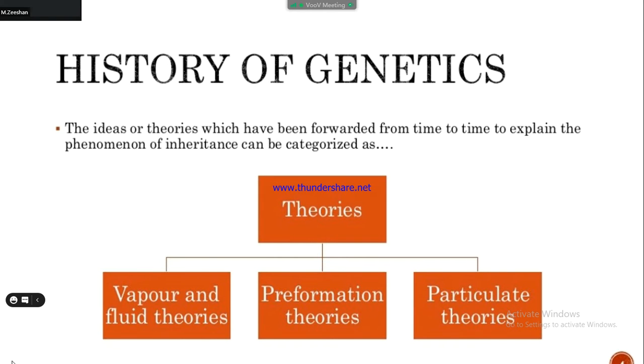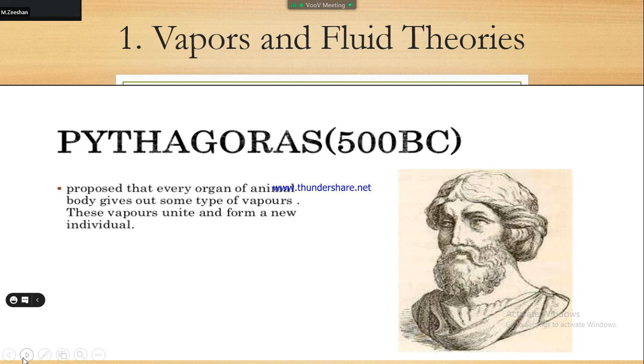So the first theory is the vapor and fluid theory. In the vapor and fluid theories, the first theory was presented by Pythagoras in 500 BC. He proposed that every organ of the animal body gives out some type of vapors. These vapors unite and form a new individual. In 500 BC, a scientist said that every organ, like the foot, the hair, the hands of the animal body, gives some type of vapors. These vapors unite and form a new animal or new offspring.